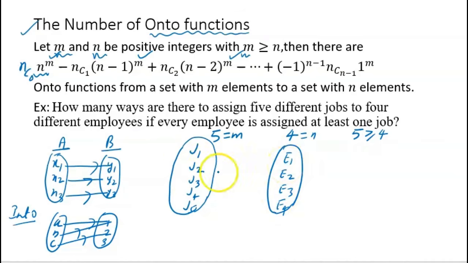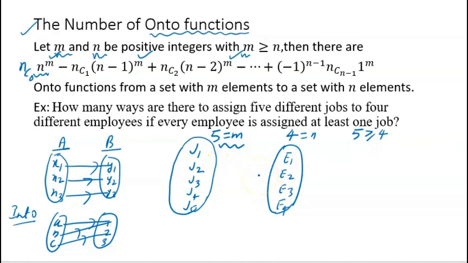So if I have to count the total number of ways of assigning jobs to these employees in such a way that every employee gets at least one job, it can be seen as a problem related to counting the number of onto functions from a set with 5 elements to a set with 4 elements. Got my point? I repeat this. How many employees are there? 4. How many jobs are there? 5. Everyone must be assigned at least one job, meaning no one should be left out, so the mapping that we are defining should be an onto mapping.